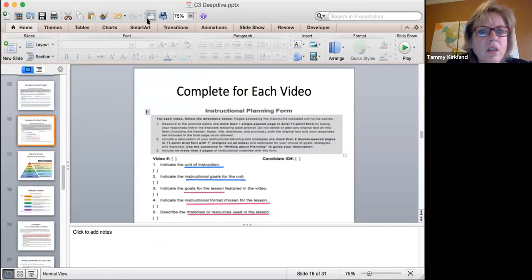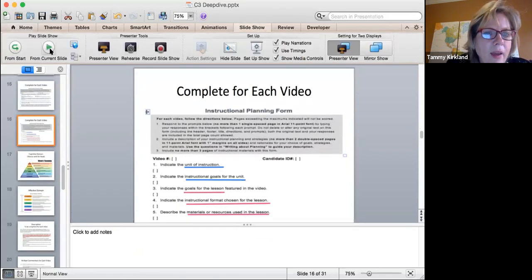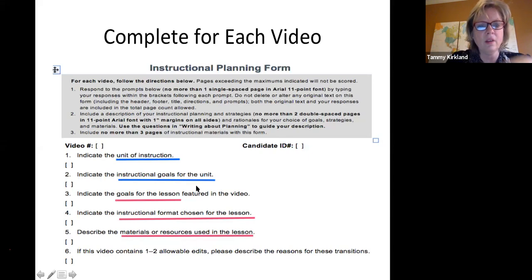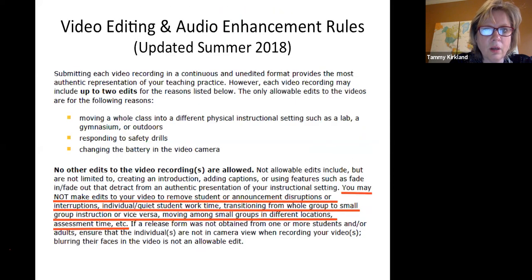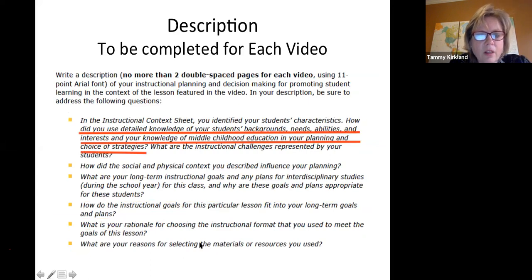Here we go. This was the form that Brian said he thought was repetitive. We've got, indicate the instructional format chosen. Here we're just kind of telling what the goals are, what the goals for the video are, and indicate and describe. Let's go back now to here. Here it says, what are your long-term goals? We've talked about that. How do the instructional goals for this particular lesson fit into your long-term goals and plans?